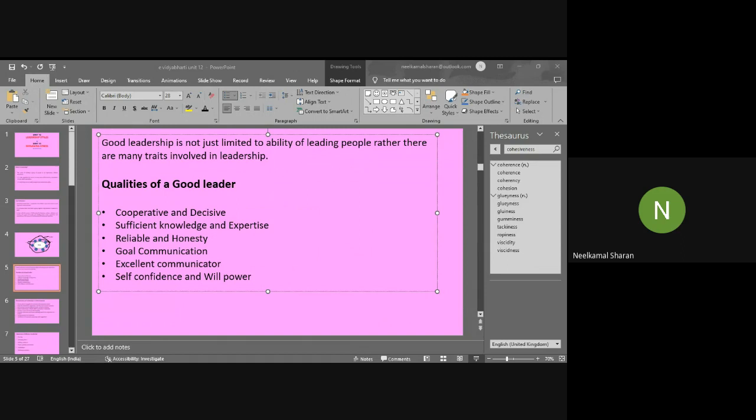Okay. So the third important quality of a good leader is he or she should be reliable and honest. These are the two important qualities which a good leader should possess. Then goal communication. What do you mean by goal communication? Anyone? Please tell me what is goal communication.